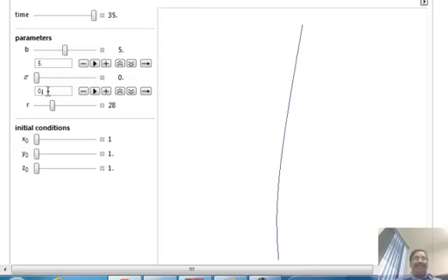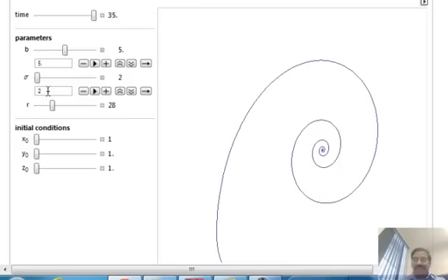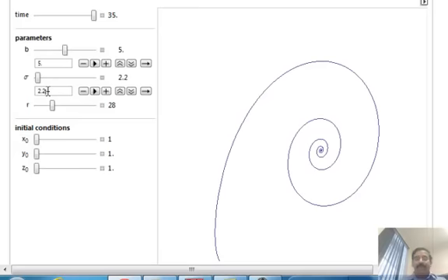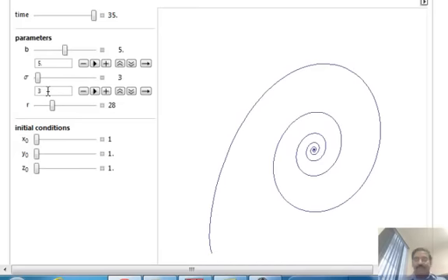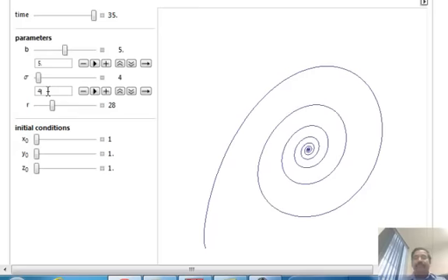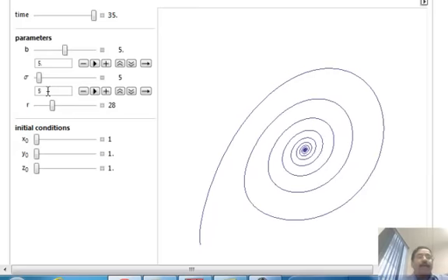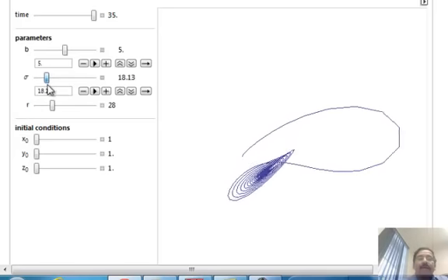Okay, 2.2, 3, 4, 5, I guess. Okay, so 18, 20. So it really occurs somewhere between 5 and 10.